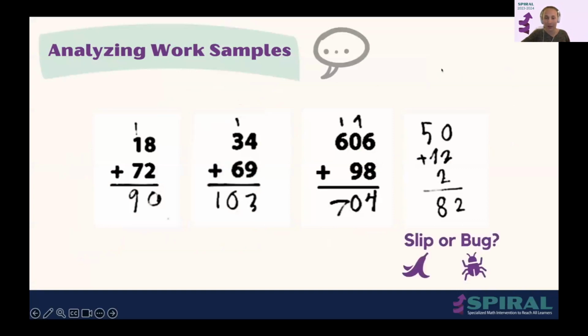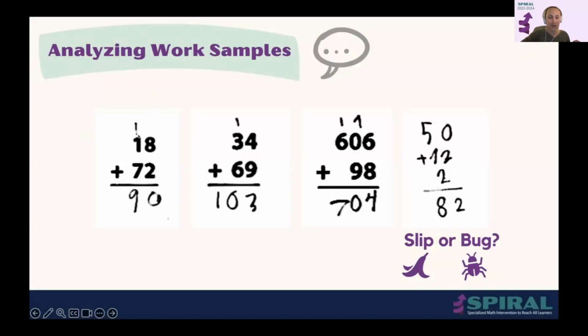So I want you looking specifically at this 4th example, because if you look at the first and the second and the third example, all 3 of those have been solved correctly. So we don't yet see a pattern. But what do we notice on the 4th example? Do we think that this is a slip or do we think that this is a bug? I see slip. Thank you.